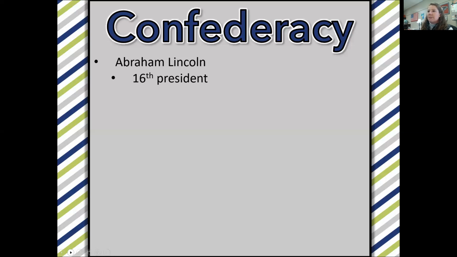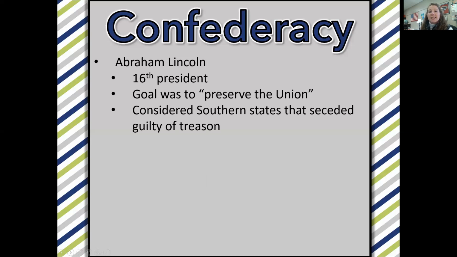He was the 16th president of the United States. When the war started, his whole idea was to preserve the Union. So as soon as those southern states seceded, he said, you guys are guilty of treason. That is a crime that's punishable by death. They started fighting. The southern states said, well, we're not even part of the United States anymore. We're our own country now. But he said, no, we're not letting you go without a fight.